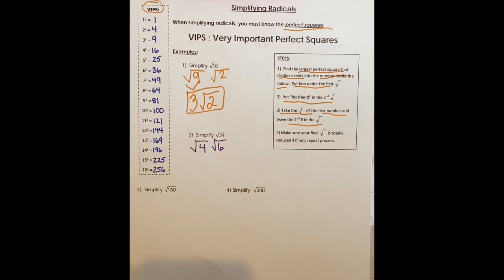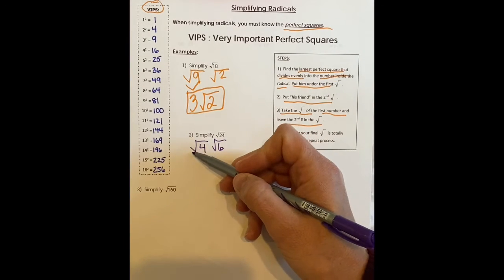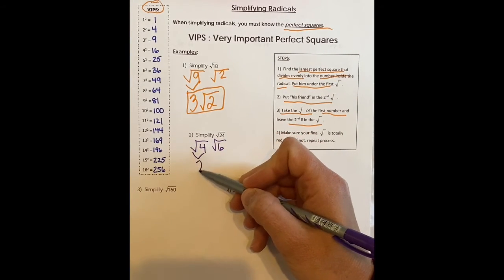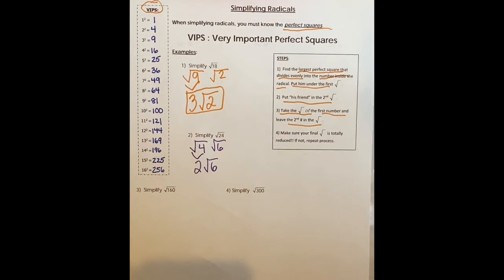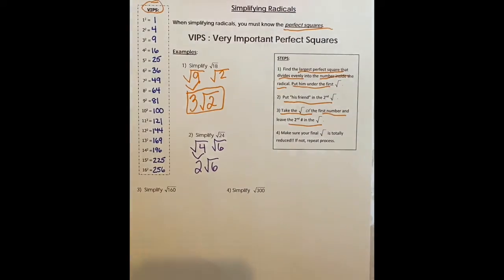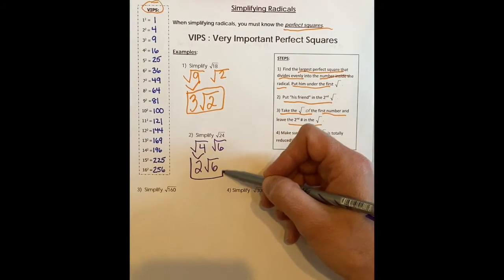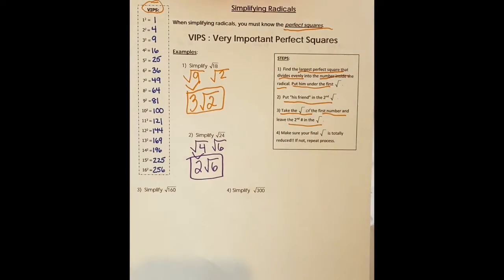Then we'll take the square root of the perfect square. The square root of 4 is 2. I bring down my radical 6. The only factors of 6 are 1, 2, 3, and 6, so I know I can't break it down anymore. So this would be my simplified radical.